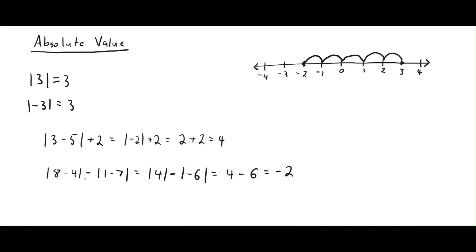Okay, so each absolute value itself ended up being a positive number, but the final answer was negative just because I had 4 minus 6 at the last step. And that's it. That's really all there is to absolute values of real numbers.